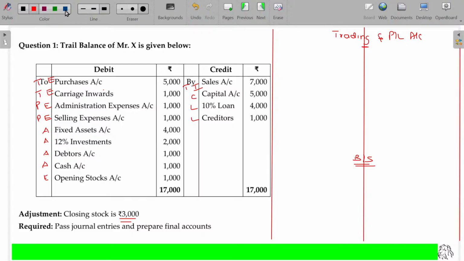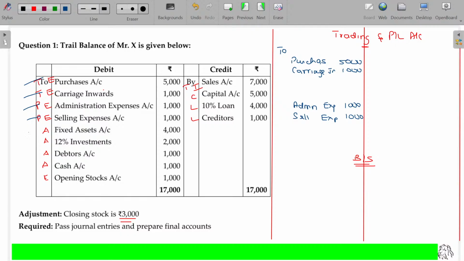Now in trading we have three items here. Debit directly goes to the debit side. So here you see, purchases, value being 5,000. Carriage in, 1,000. Administration expenses will be the second block, P&L account, admin expenses. This value being 1,000. Selling expenses, this value being 1,000.